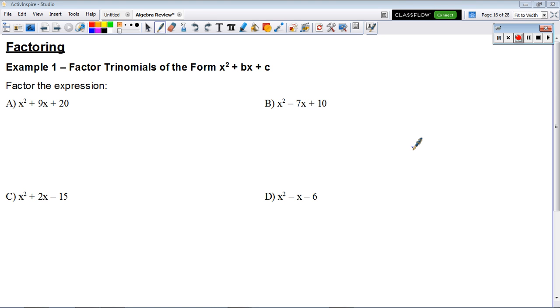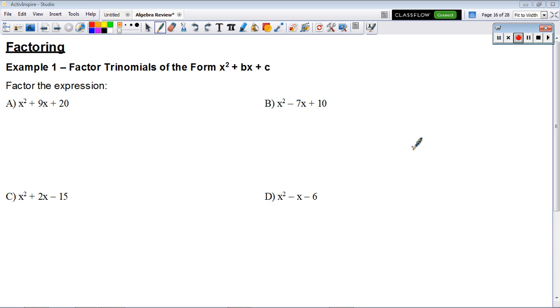So in the next part of the algebra review, what we're going to look at is some different things involving factoring. One of the more important skills that you need to have as you move into pre-calculus is the ability to factor. So we're going to start off with some basic, pretty easy factoring problems and move into some that are a little more difficult.